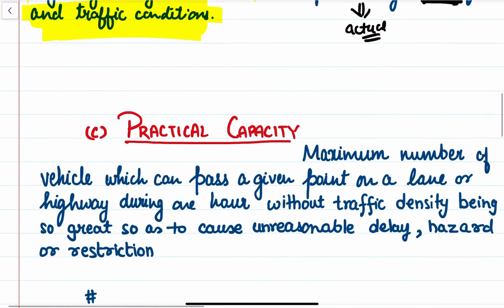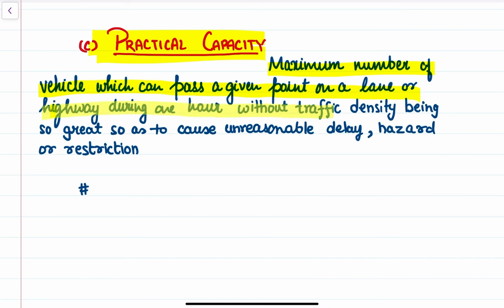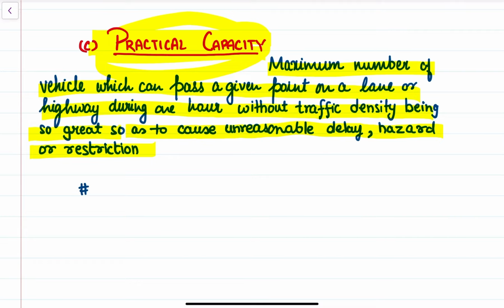Then we have what we call the practical capacity. The practical capacity is the maximum number of vehicles which can pass a given point on a lane or highway during 1 hour without traffic density being so great as to cause unreasonable delay, hazard, or restriction. So what does this practical capacity mean?